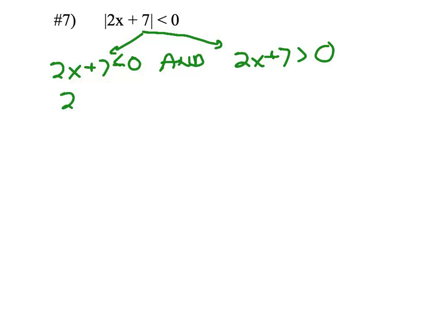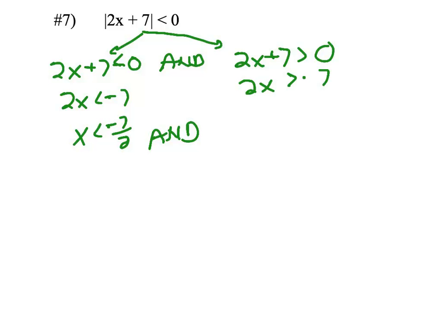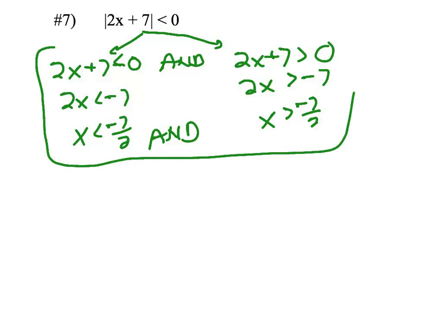Solving each of these, when solving an inequality, you solve it the same way you solve an equation, with one exception. If you multiply both sides by a negative number, you should change the inequality symbol to face the other direction. That doesn't happen in the way that I'm solving this. So I got these two answers. X is less than negative 7 over 2, and x is greater than negative 7 over 2.